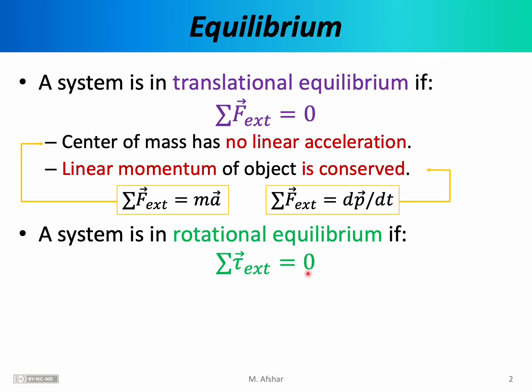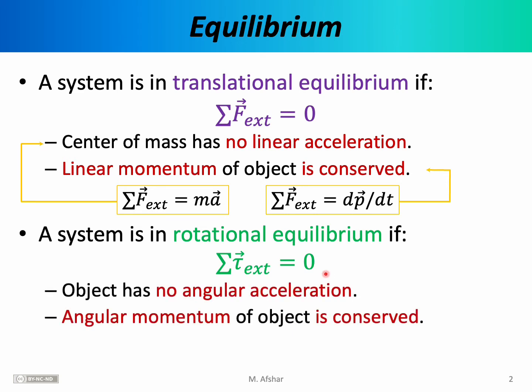Now, this is one specific type of equilibrium. Another type is rotational equilibrium. A system is said to be in rotational equilibrium if the net external torque is equal to zero. This equation has a couple of consequences as well. If an object is in rotational equilibrium, then the object cannot have any angular acceleration, or its angular acceleration is zero. Furthermore, its angular momentum is conserved.